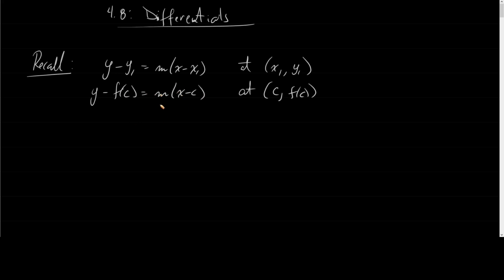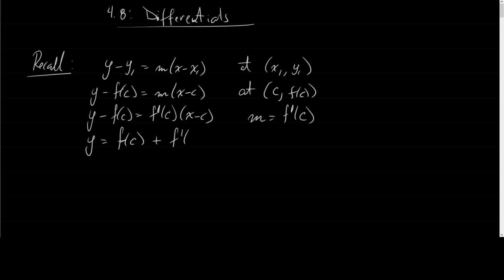But in calculus, we already know that m is equal to f prime of c, right? The slope of the curve can be found by the derivative evaluated at that point on the curve. So we can say here that y minus f of c is equal to f prime of c times x minus c. Moving this to the other side, I end up with y is equal to f of c plus f prime of c times x minus c, right? So that's the equation of the tangent line of the curve.